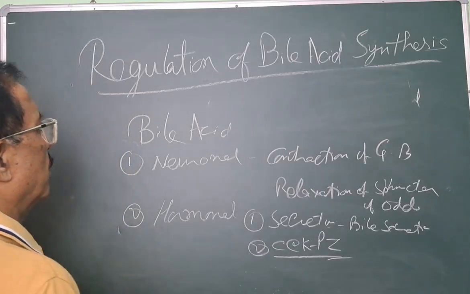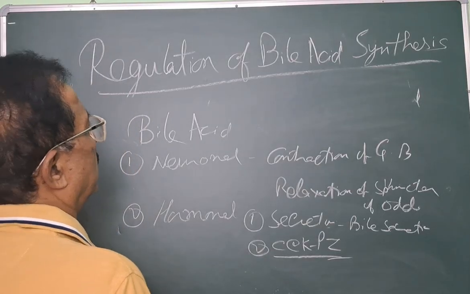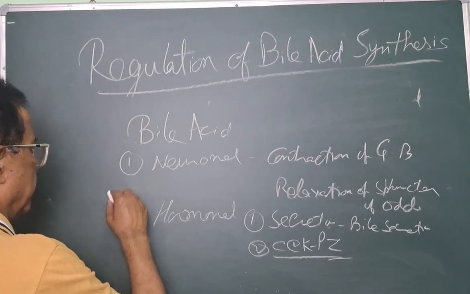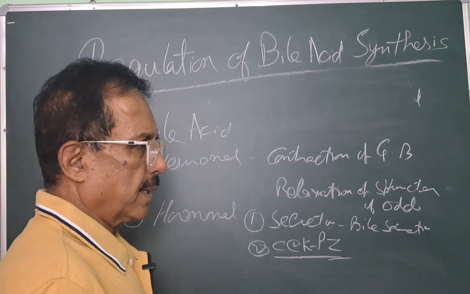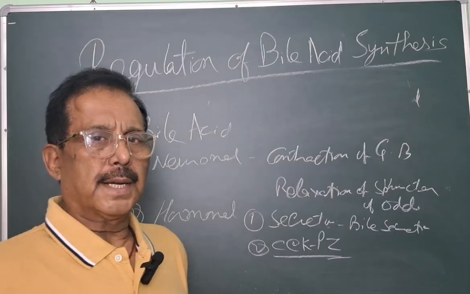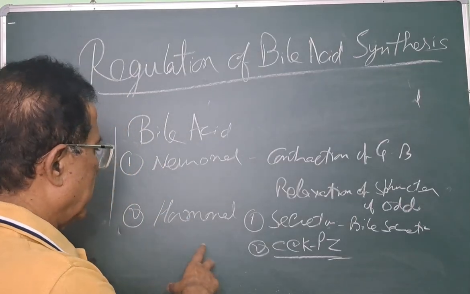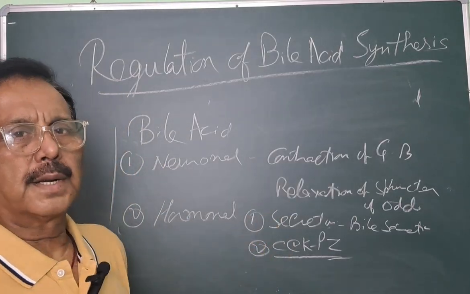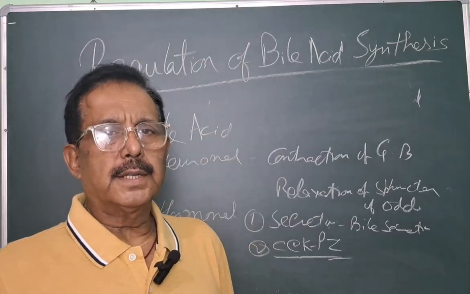This is about regulation of bile acid synthesis. Two terms are there: cholagogues. Cholagogues are substances that stimulate gallbladder contraction. This is known as a cholagogue.